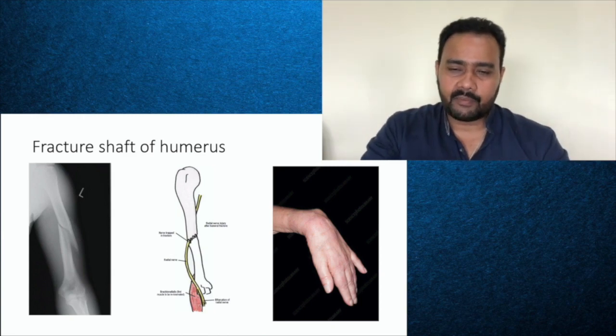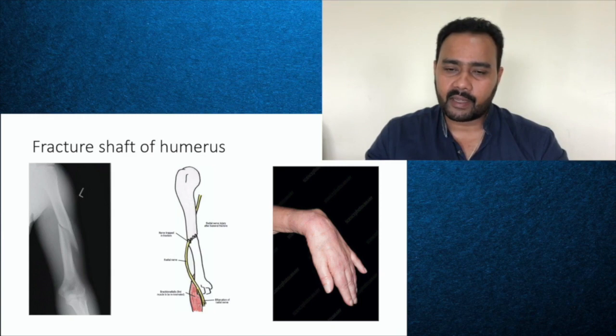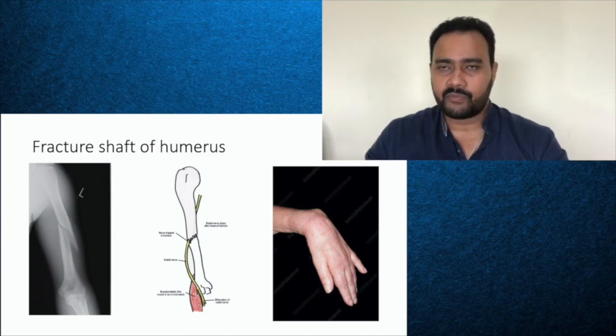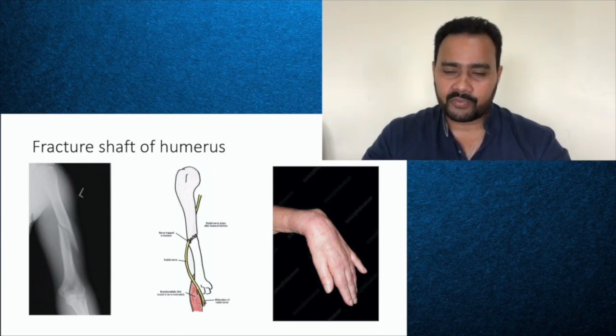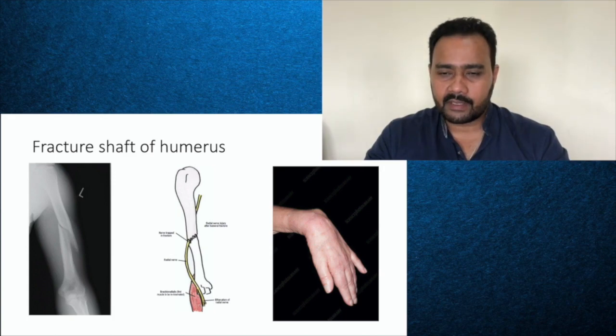Whenever they develop a radial nerve injury, they develop a wrist drop. So this is what we call wrist drop. They can't extend the wrist because of the radial nerve injury, so the wrist will be in a flexed position. That is the feature people might develop after the radial nerve injury. So whenever you see any patients in the future with a shaft of humerus fracture, always check the radial nerve.